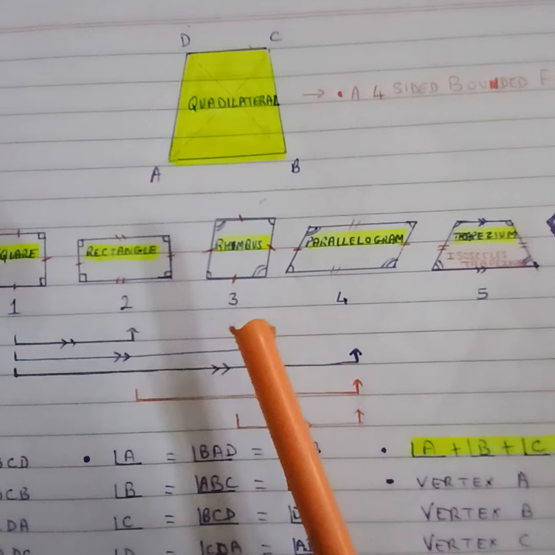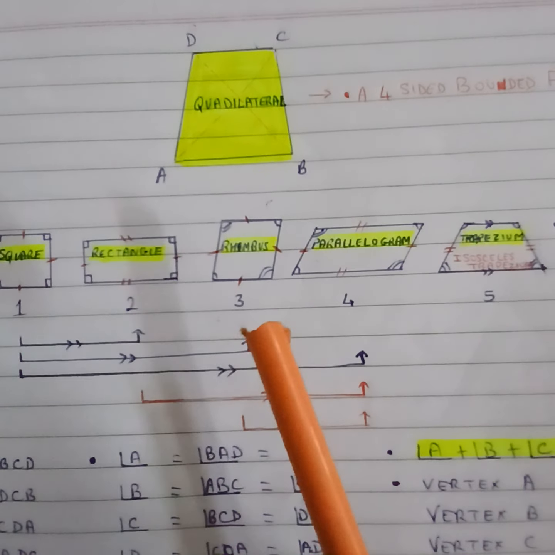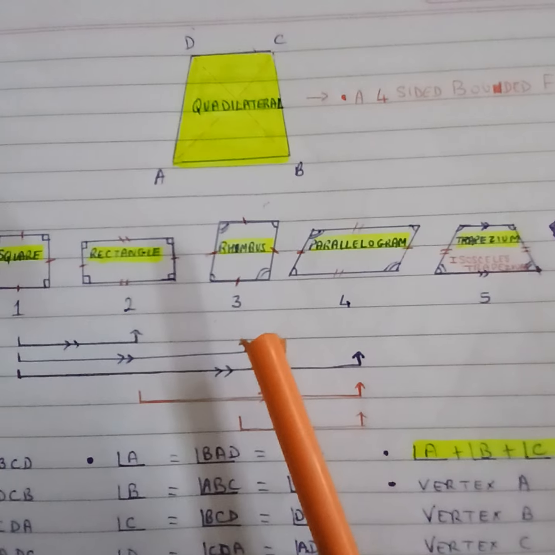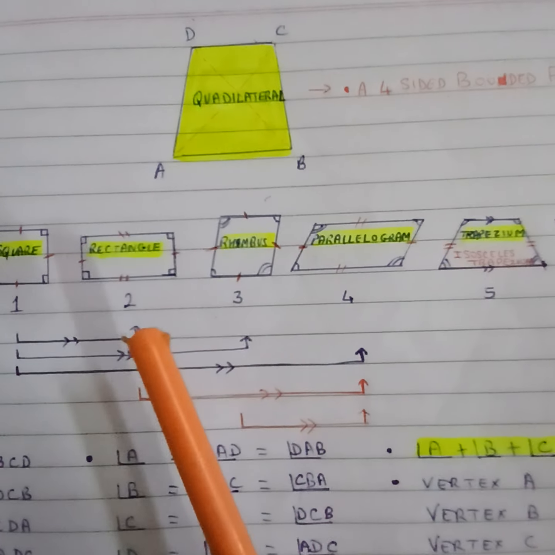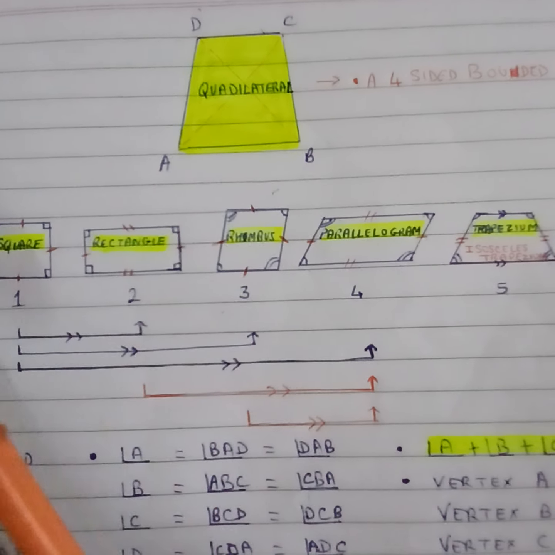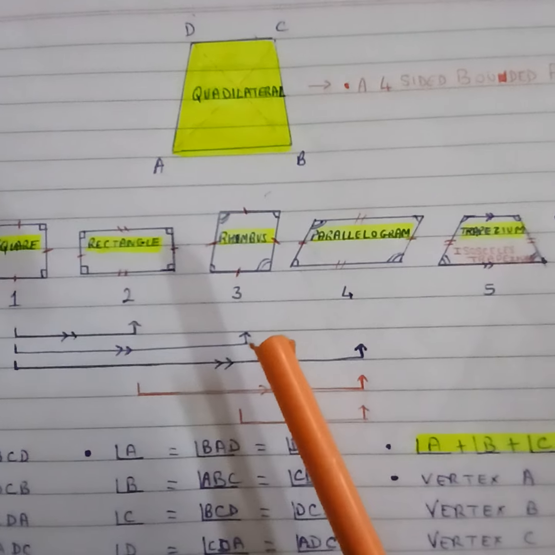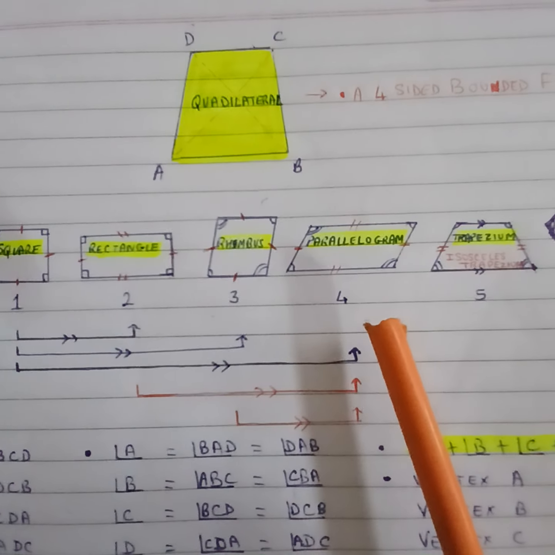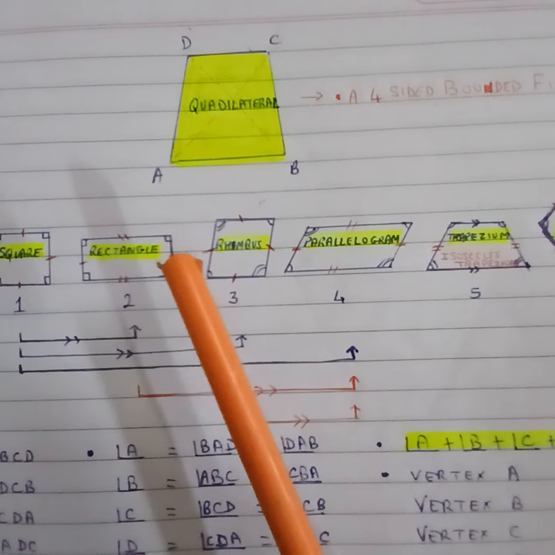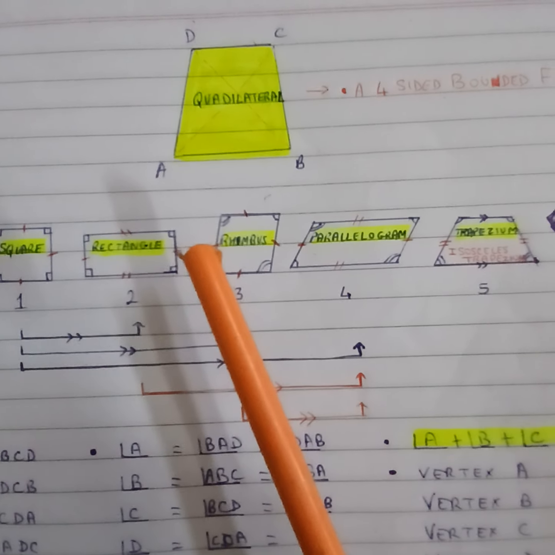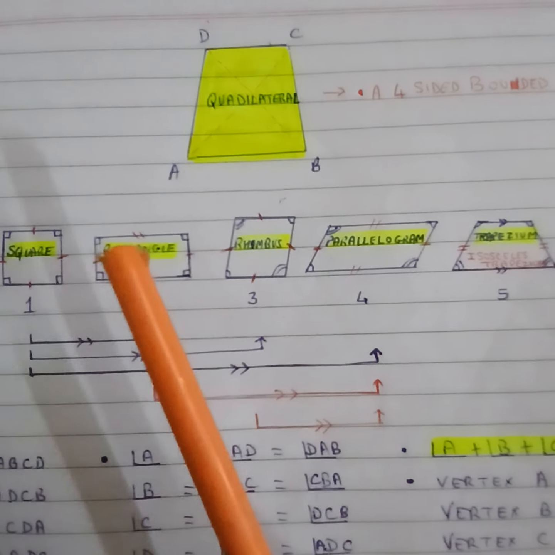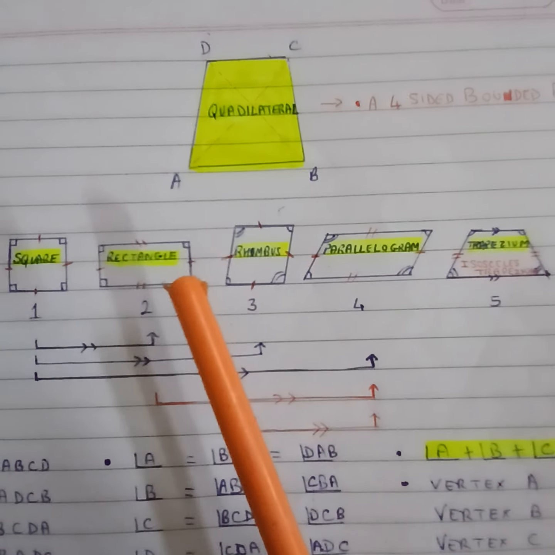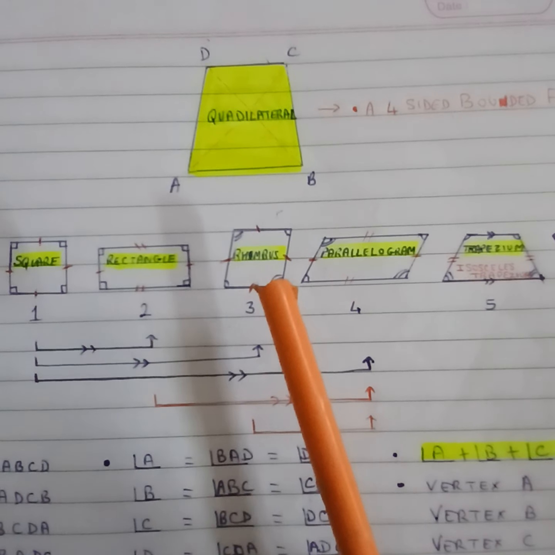A rhombus is not a square. A rhombus is not a rectangle. A rhombus is a parallelogram. Rectangle is not a square. Rectangle is a parallelogram. Rectangle is not a rhombus.